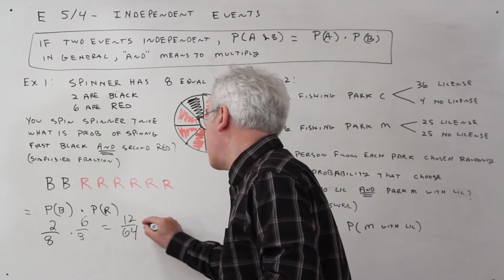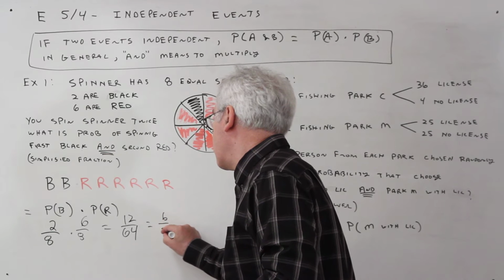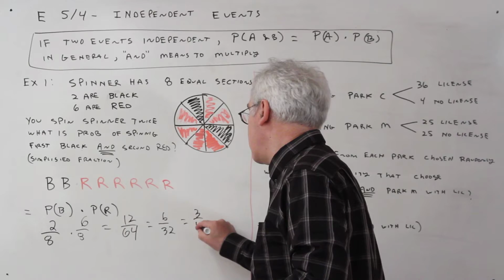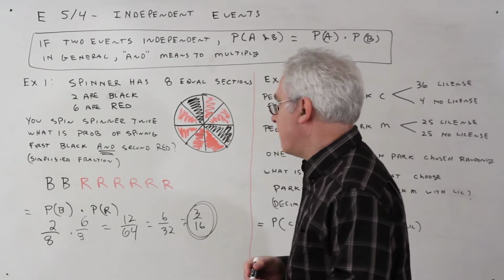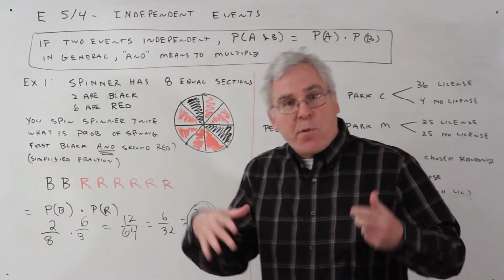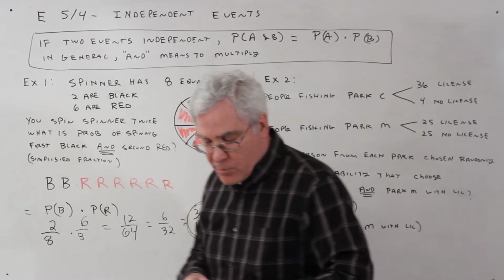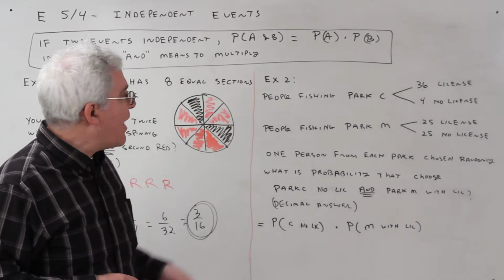12/64, divide by 2, divide by 2. 6/32, divide by 2, divide by 2. 3/16. You can use your Desmos calculator with the fraction to reduce if you want to. Okay, one more example. Example 2.